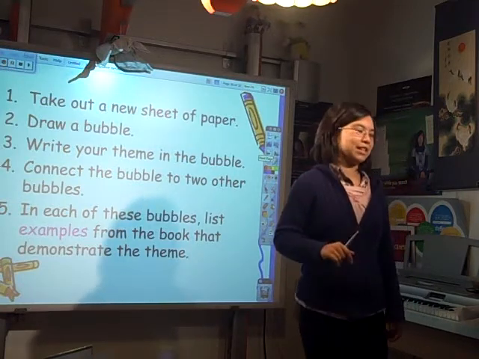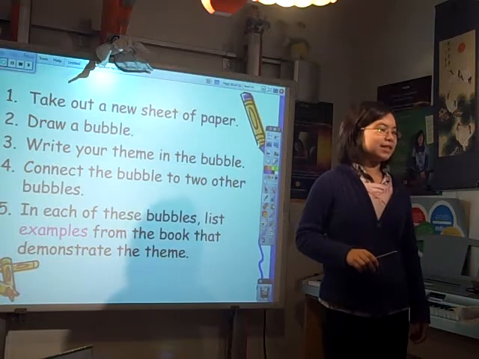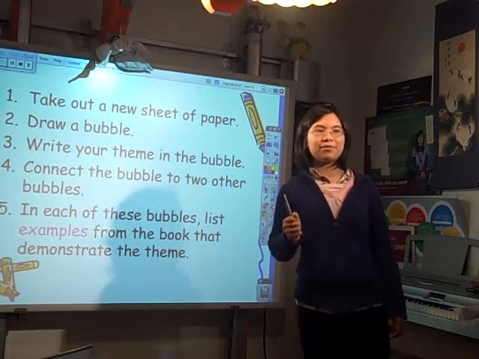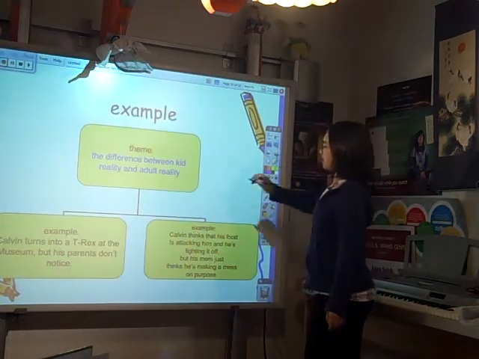This sounds complicated, but it's not. In each of these bubbles, list examples from the book that demonstrate the theme. I love the word bubbles. And here's an example.